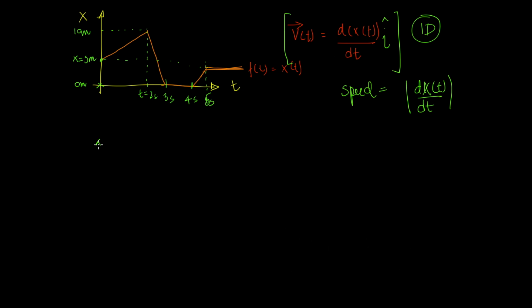Now we have done this in our previous video. I'm just going to repeat it for completeness' sake. What we're going to do is evaluate the slopes at different line segments. The first line segment that we're going to consider in the x versus t graph is the line segment from 0 to 2 seconds. So that's this line right there.